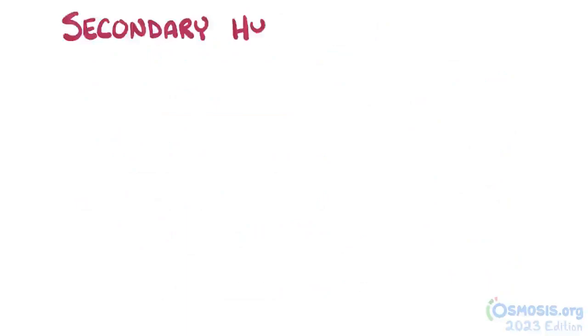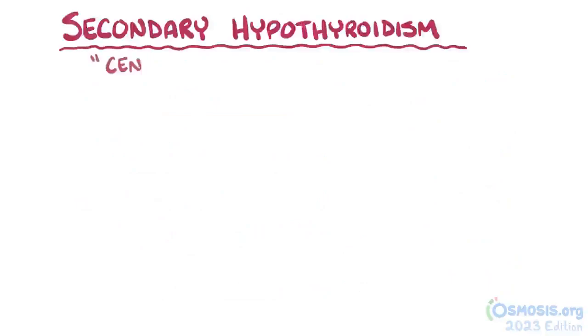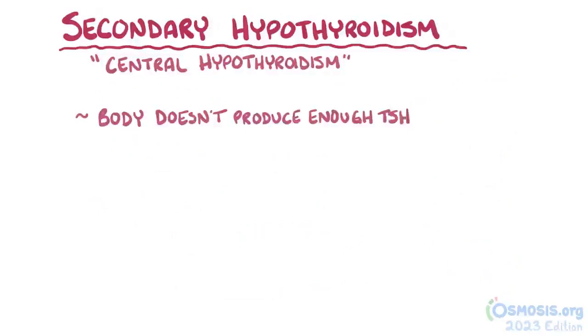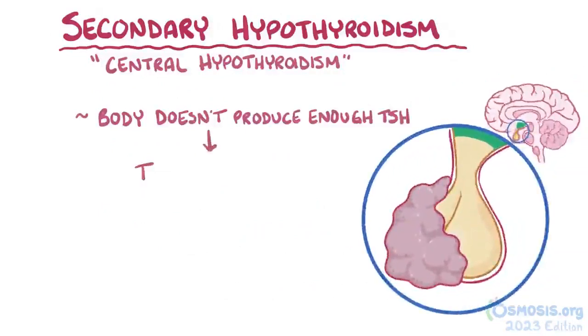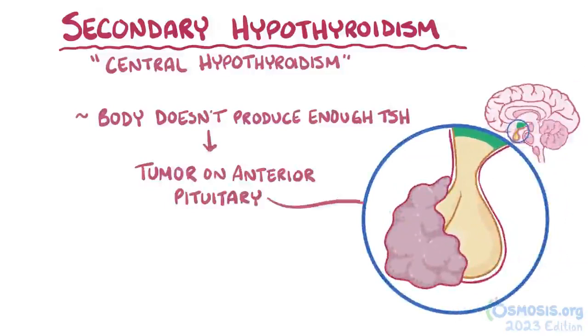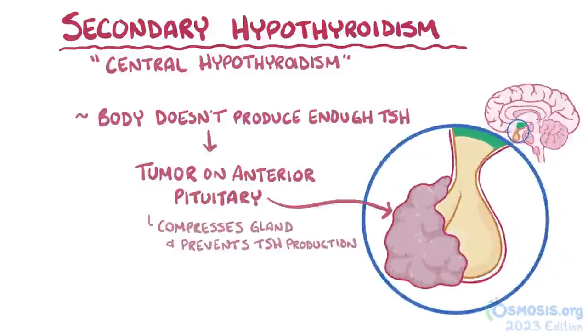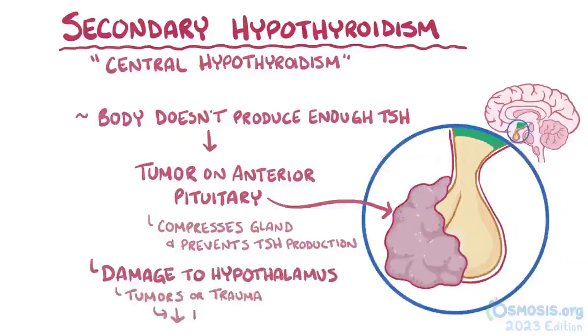Now, in secondary hypothyroidism, also called central hypothyroidism, the issue is that the body doesn't produce enough TSH. This typically happens because there's a tumor in the anterior pituitary which compresses the gland and prevents TSH production, or because there's damage to the hypothalamus from tumors or trauma, which decreases thyrotropin-releasing hormone production.